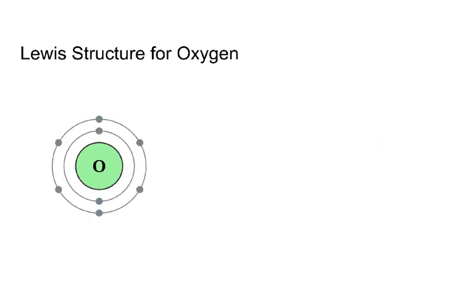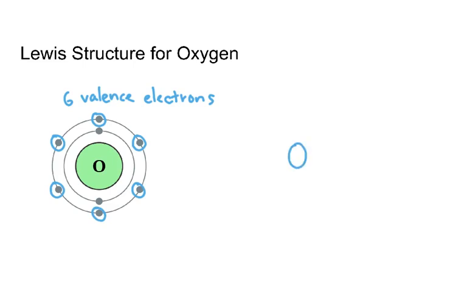Oxygen has 2 more electrons than carbon, so it has 6 valence electrons. We start by drawing the element symbol, in this case O. We put the first 2 valence electrons on top, the next 3 get spread around the other 3 spots around the O, and there's 1 more electron, so it'll go to the right to pair up that electron.